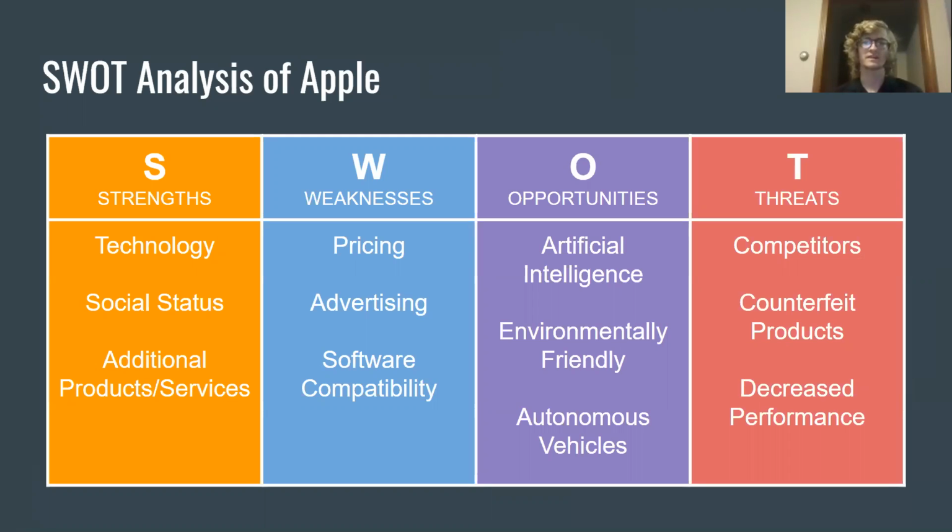So for the strengths: technology, Apple is an industry leader in technology and coming out with new products. Social status, when you own an Apple product, you are automatically placed into a ranking of sorts within your community. And then additional products and services, these are things that Apple provides in addition to their line products.